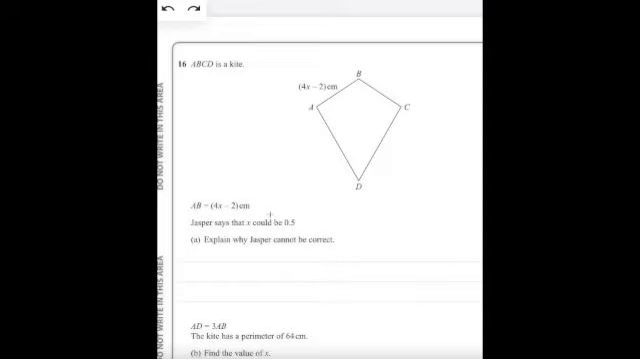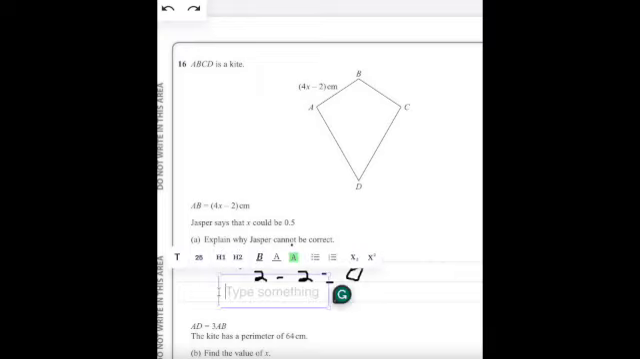This sort of question is a slightly harder one in the foundation. Jasper is saying that x could be 0.5, and you need to explain why he can't be correct. So you put 0.5 in where x is, but when you put that in, you end up getting 0, because 4 times 0.5 is 2, 2 minus 2 is 0, and a side cannot be 0, so Jasper is incorrect.